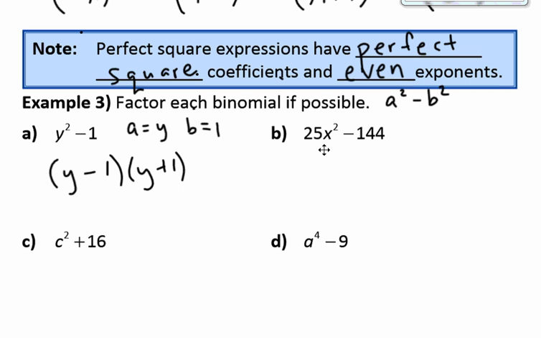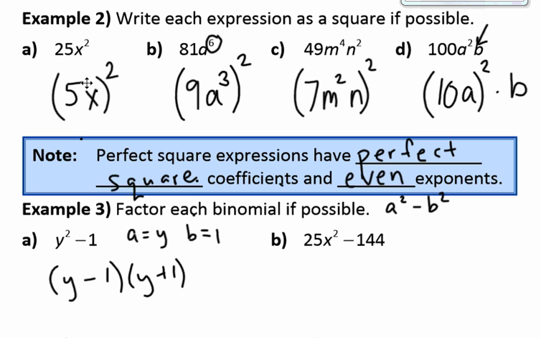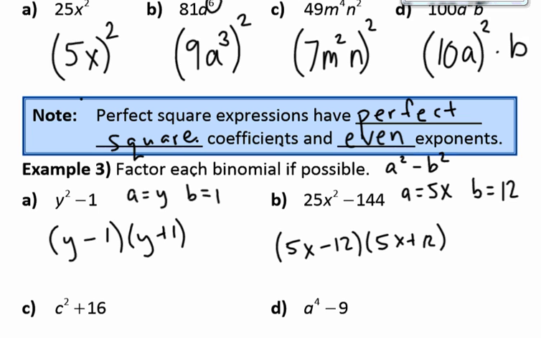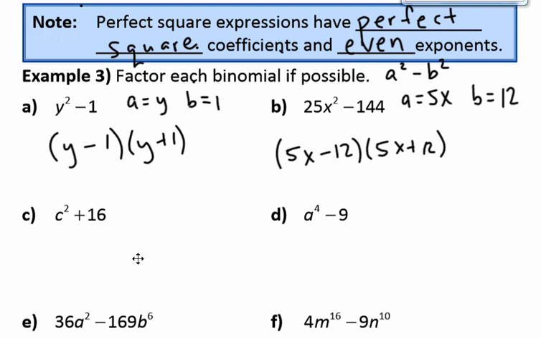Okay, so let's try part B. For part B, the first thing is 25x squared, and we did this example right up here in example 2a. So what's being squared there, the a, is just 5x. Then you're subtracting your b, which is what's being squared, 12. So that is a difference of two squares. So then we just simply have 5x minus 12 times 5x plus 12. Okay? For part C, you can already see that that is a sum of two squares. So the sum of two squares is just prime. That means I cannot factor.